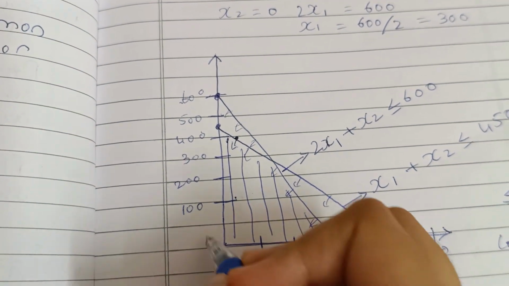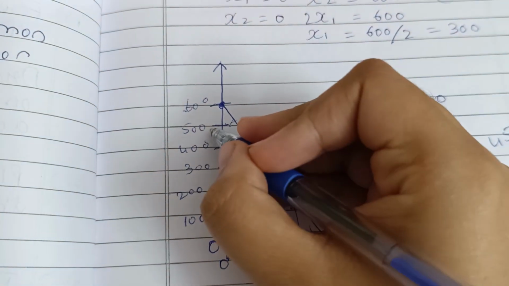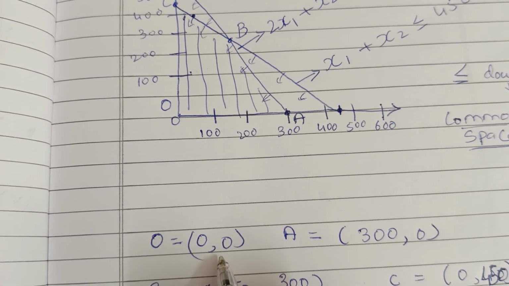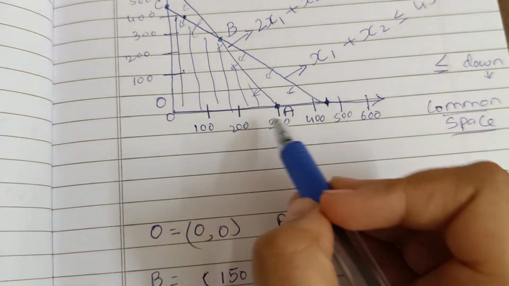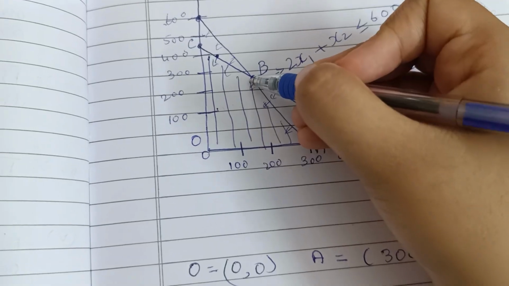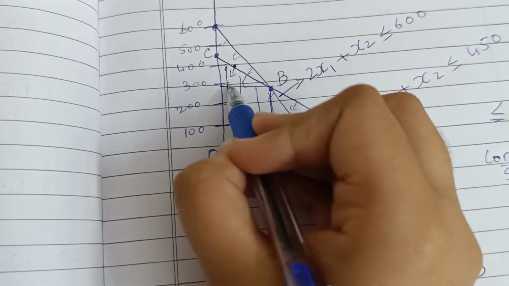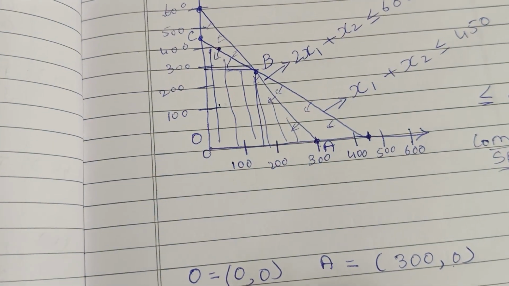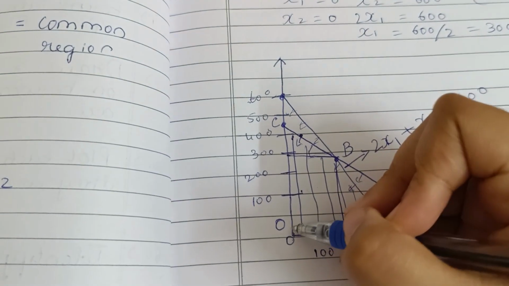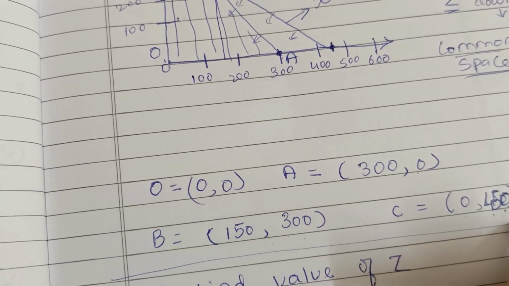So mark it as O, A, B, and this is C. For O it is (0, 0) coordinates. For A it is (300, 0). For B it is (150, 300). And for C it is (0, 450). So we get these coordinates.